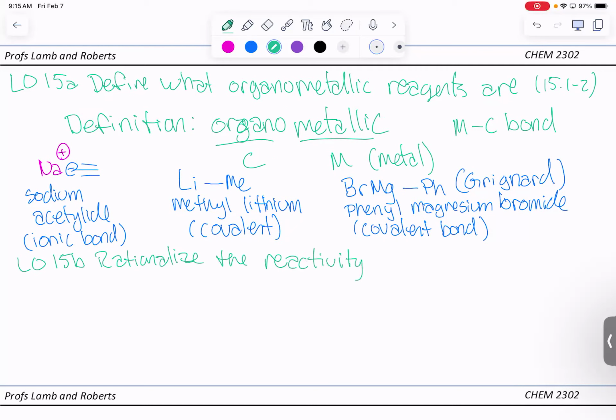Right, organic chemistry, we always care about the reactivity. We always care about how to rationalize it. So as always, we're going to take a look at our periodic trends when we rationalize this.